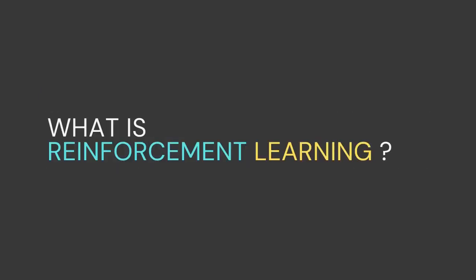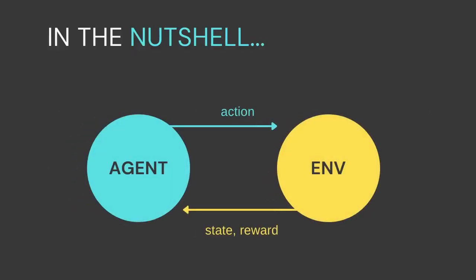First, let me explain what reinforcement learning is. In short, it is one of the branches of machine learning that concerns training an agent to get better in some simulation. We have two main components of reinforcement learning, the agent and the environment. Our agent will perform an action in the environment, and the environment will respond by giving the state and rewards.